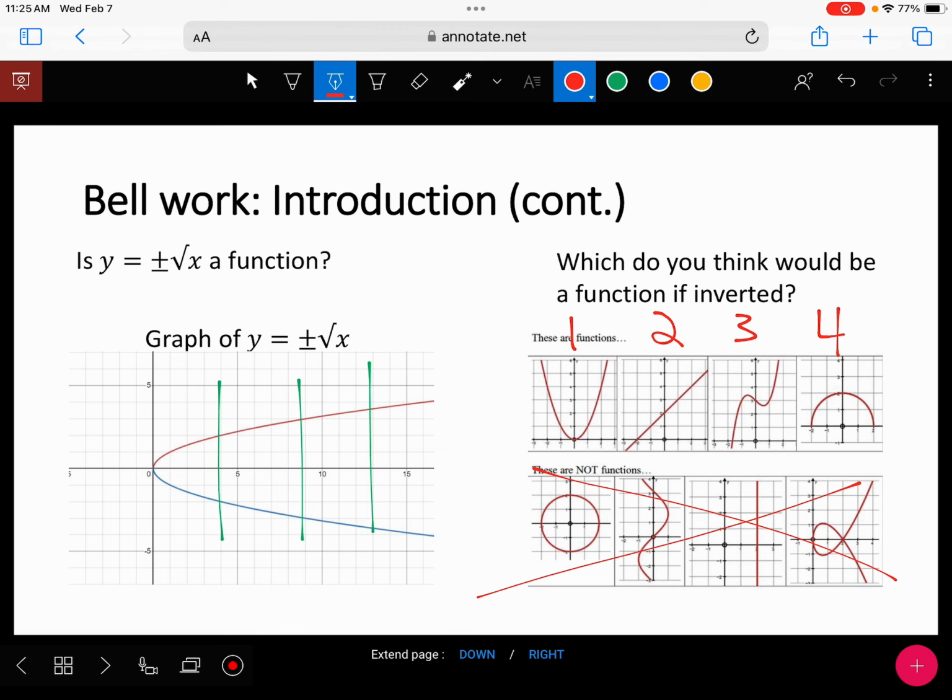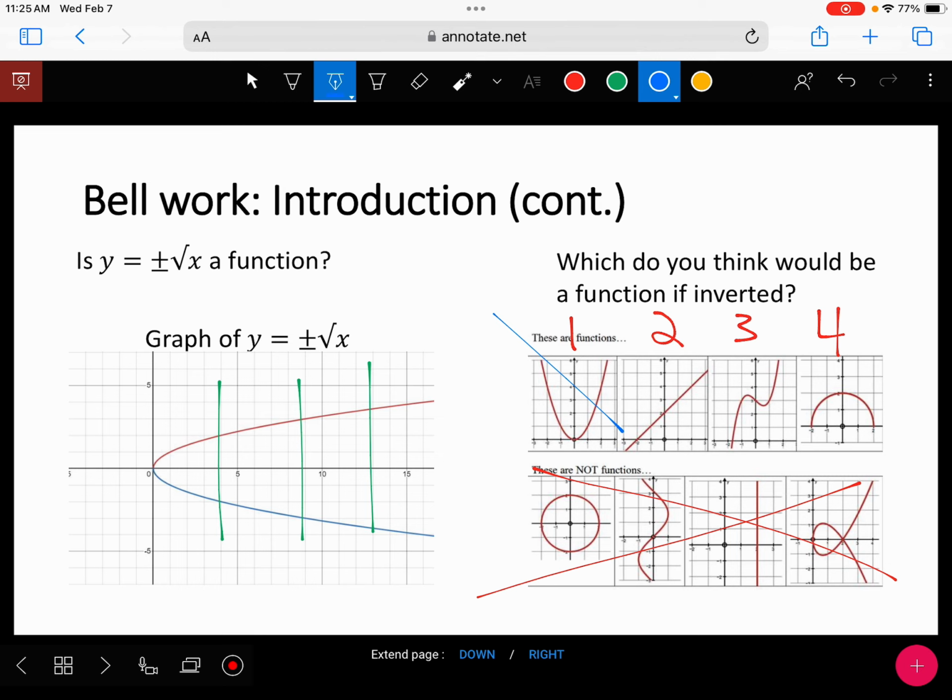4? Wait, would still be 1. What do you think, Tia? 2? Any of the other ones? What function is this? What function is number 1? Yeah, it's a parabola. It's x squared. So we know x squared's inverse. We just saw x squared's inverse is not a function, so it can't be number 1.